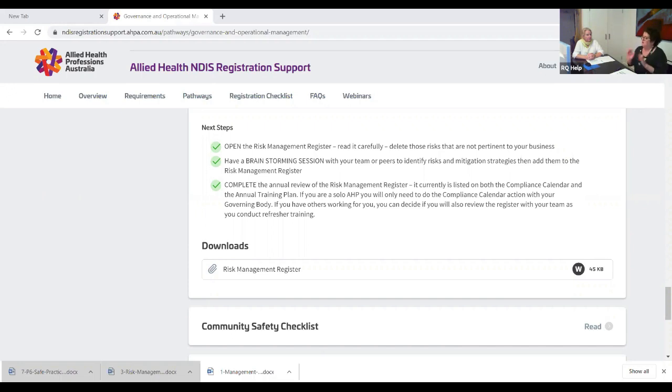But the thing about this register is it actually has to be approved by your governing body, however that is, whether it's that group of advisors that are your governing body. They review it and say, we actually agree with your residual risk rating, or oh no, I think that's too high. Yeah. We need to do something else.